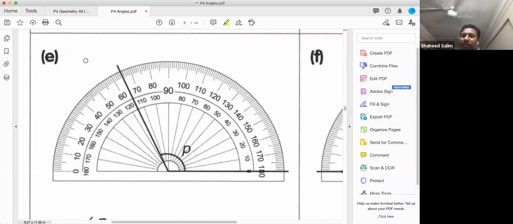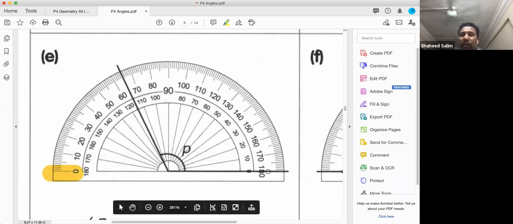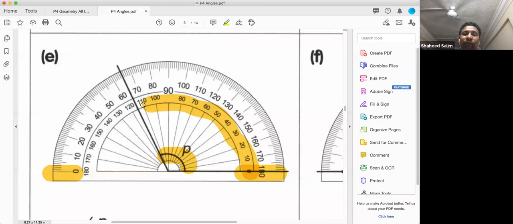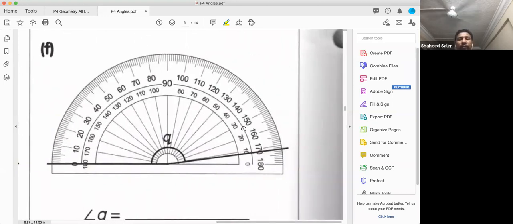We are waiting for Neris. Come on, Neris. Neris, which one? Do we start counting from 0 here or 0 here? 0 down here because the angle is here. So 10, 20, 30, 40, 50, 60, 70, 80, 90, 100, 110, 115. This is 115. All right, let's move on to the next one.